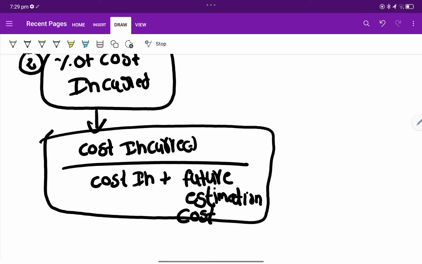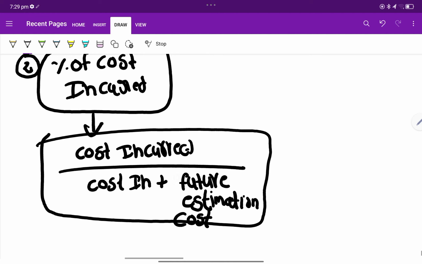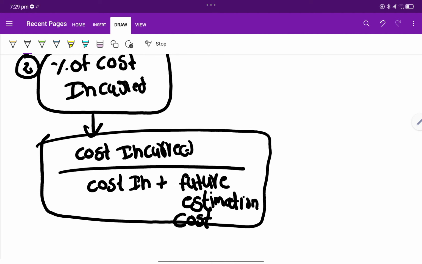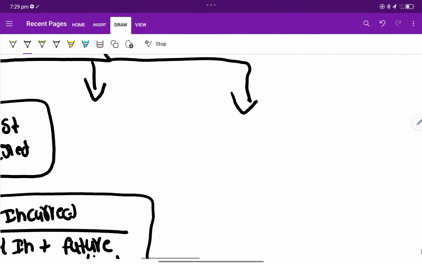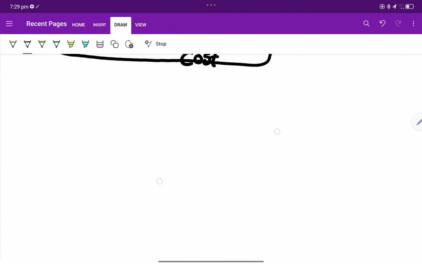Are you understood? Percentage of cost incurred, Nana. Progressive percentage of completion method. So you should write the formula: cost incurred till the date divided by cost incurred till the date plus future cost to be incurred. Next, Nana, from the practicality point of view, there are two more methods.